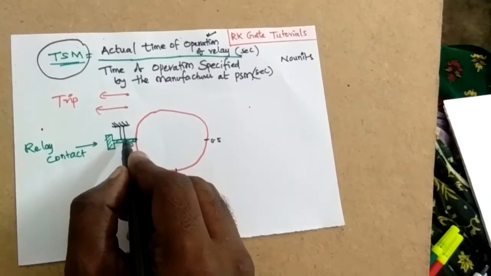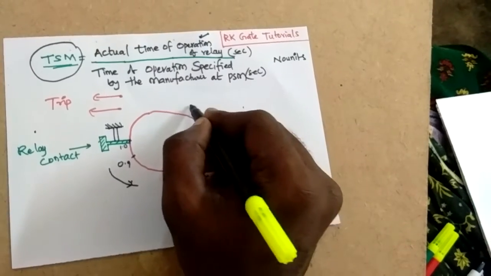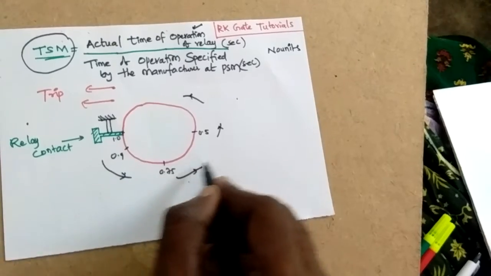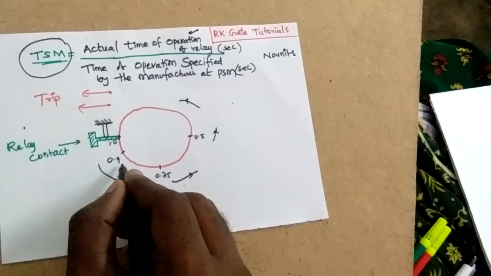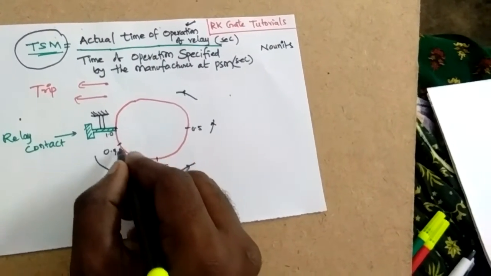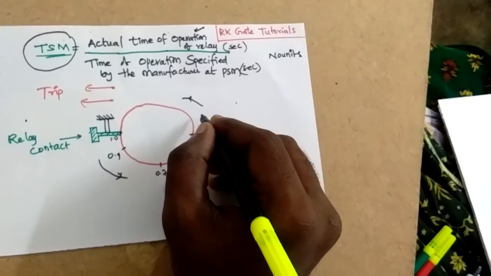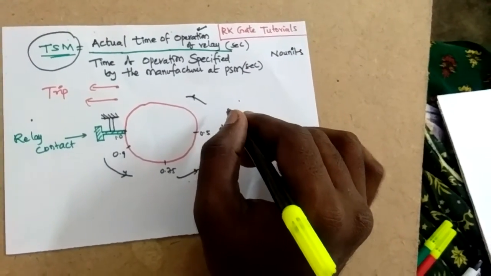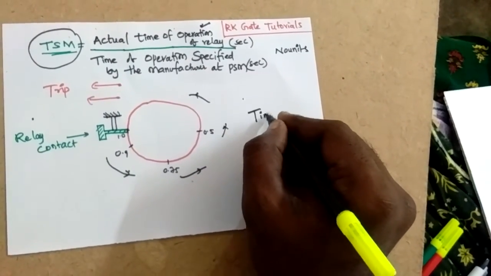If you place the contact here at 1.0, it will take more time. If the position of the relay contact is here, then it will take more time to close the trip signal. These values are the TSMs. If the relay contact is here, it will take a little less time. If the relay contact is even here, it will take even less time. So by adjusting the TSM, we can adjust the time of operation of the relay.